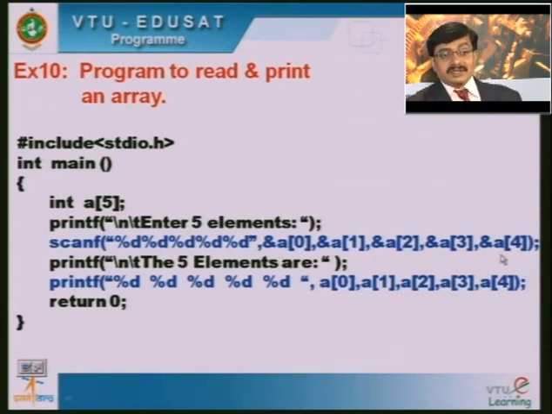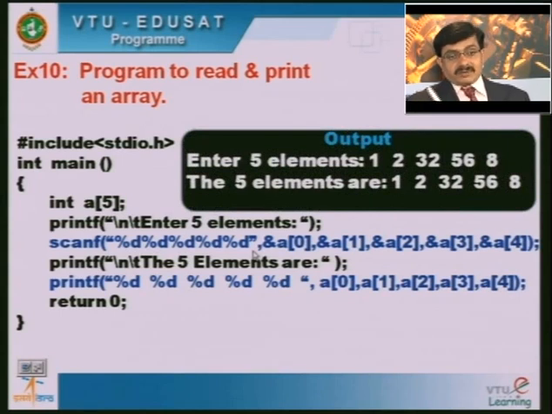So you clearly note that here, if it is an array of 500, then I may need to specify here the 500 percentage d's. Now the possible outcome of this particular program is like, if I am entering the values of a[0], a[1], a[2], a[3], a[4] as 1, 2, 32, 56 and 8, then the same elements will be displayed, because a[0] value is 1, a[1] value is 2, a[2] value is 32, a[3] value is 56 and finally a[4] value is 8 here.